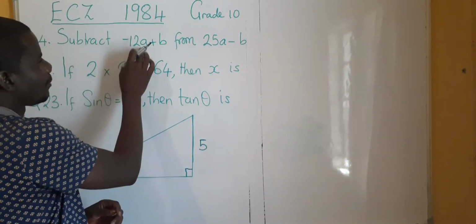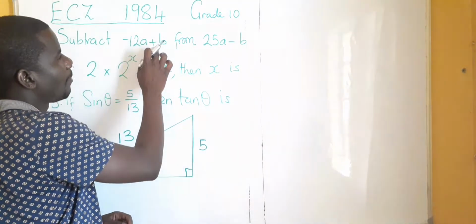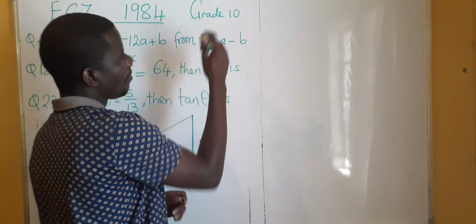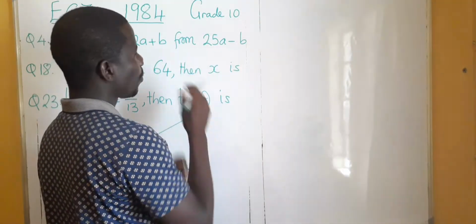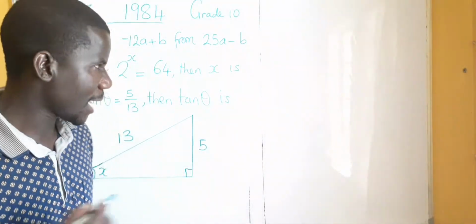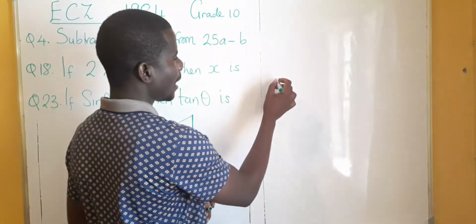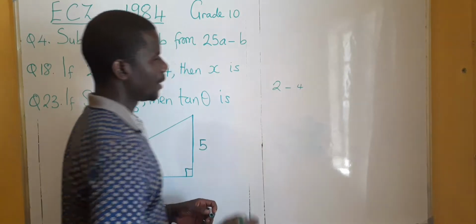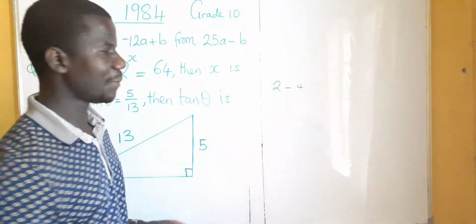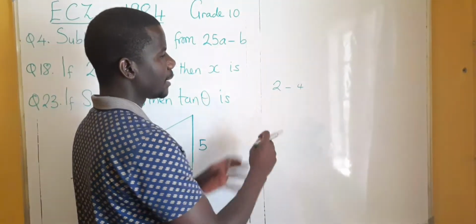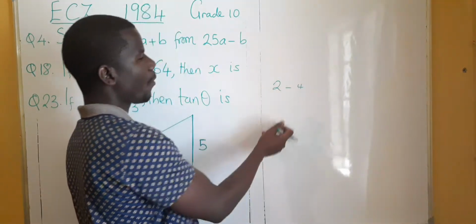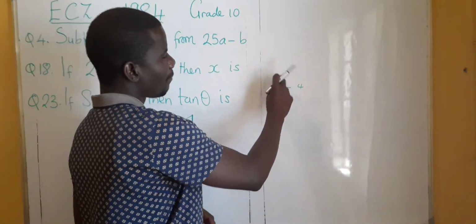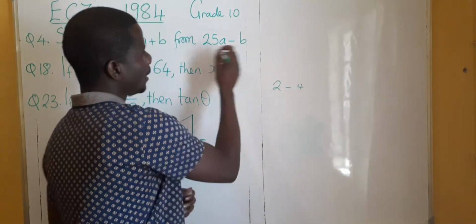Subtract negative 12a plus b from 25a minus b. So which one are we subtracting from the other? If we say 2 minus 4, which one has been subtracted from the other? It's like we are saying subtract 4 from 2.